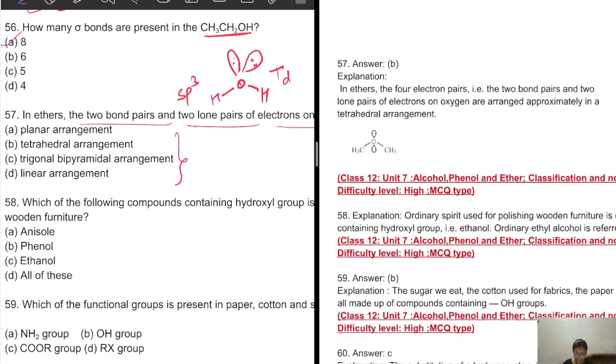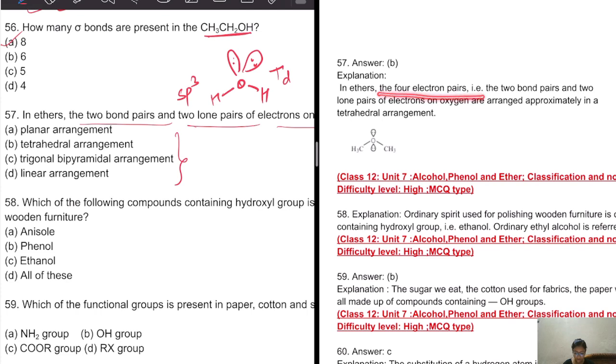Okay? So see, in ethers, the four electron pairs, two bond pairs and two lone pairs are arranged approximately in tetrahedral arrangement. So this would be the arrangement. Why? Because let's see the planar example. It should be this, or linear could be this, like in CO2. Okay. What is trigonal bipyramidal? It is this arrangement. So the correct answer would be tetrahedral.